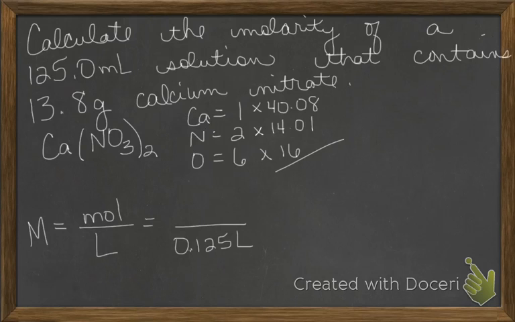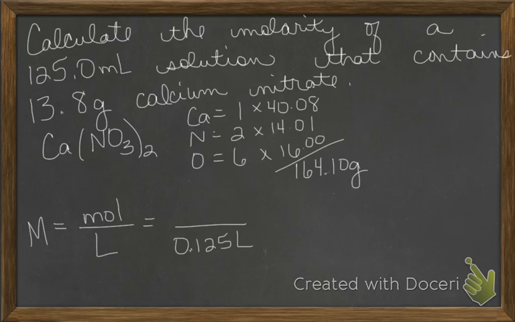And we're going to multiply those together and add them up to figure out the molar mass of calcium nitrate. So when I multiply those together and add them up, I find that the molar mass of calcium nitrate is 164.10 grams. So what am I going to do with that? Why did I do that? Well, I need that so that I can convert this grams using the molar mass to moles.